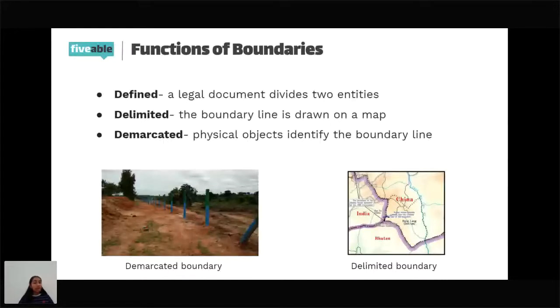A delimited boundary is when a boundary line is drawn on a map. As you can see in this picture on the right, this is an image of a bunch of countries and lines drawn between them, and that's just a delimited boundary. It's just drawn on a map and recognized by cartographers. A demarcated boundary is when physical objects identify the boundary line. As you can see on the left, there's a fence separating these two countries, and demarcated boundaries can be fences or walls such as the one in the picture, but it can also be just a sign saying "Welcome to Ohio" or something like that.